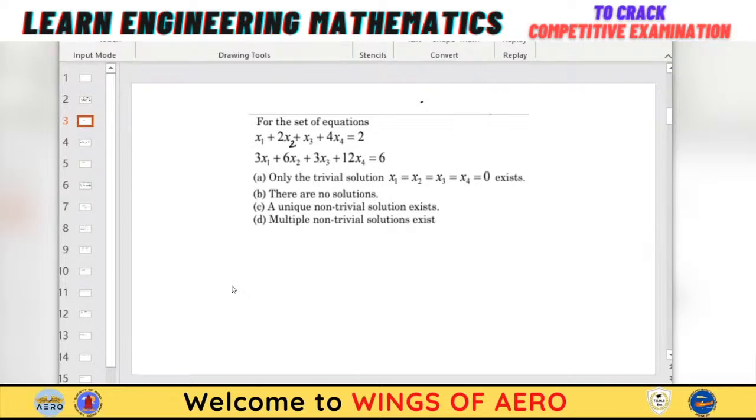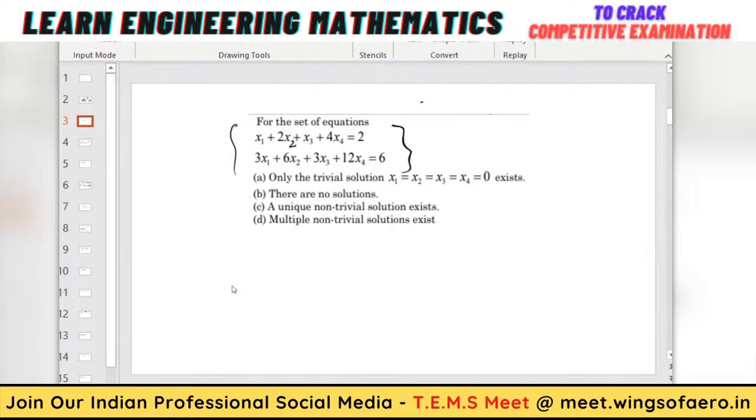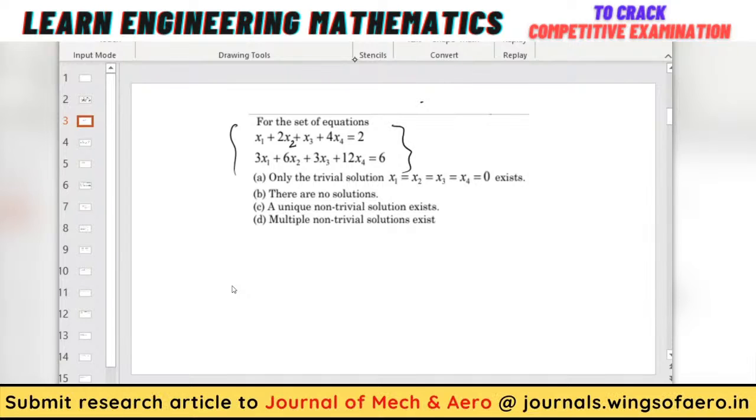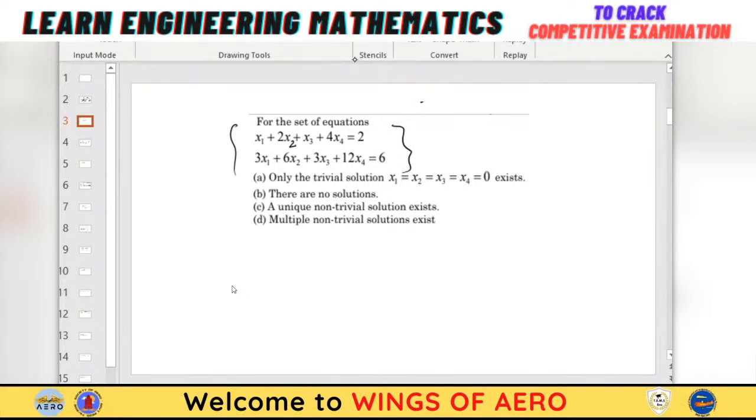So let me explain first. First of all, in this case, always if a system of equations is given, look at this, these are the system of equations. First, always find out whether the solution exists or not. So how can you find it out? Find out the rank of the augmented matrix. I discussed this last day.